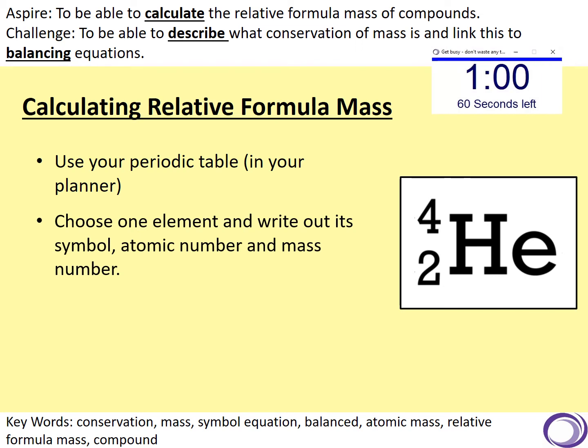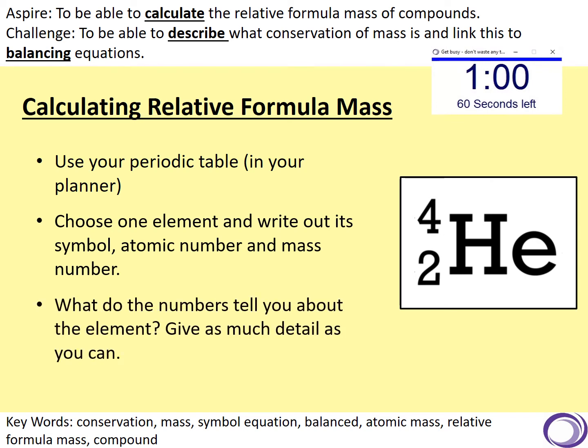All right, we're going to choose one element and we're going to write out its symbol, its atomic number and its mass number. And then what I want you to do is to tell me what each of these numbers can tell us about the element. And I want you to give me as much detail as possible. You can choose any element, but I've put helium up there for those of you who don't have access to a periodic table at the moment. So in your 1 minute, look up your element, write down its symbol, write down its atomic mass and number, and tell me what each of those numbers tells us about that element.